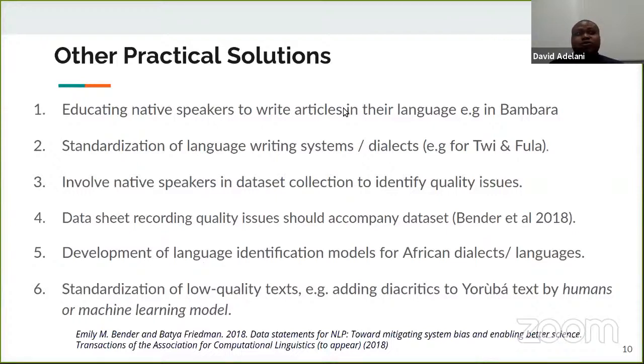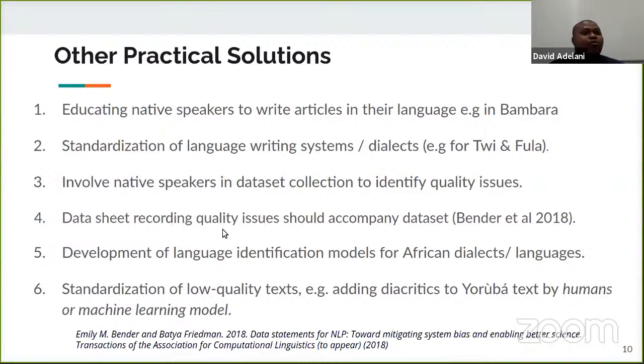Another practical solution is that it would be very nice to educate native speakers to write articles in their language. For example, in Bambara and other languages, it's good to standardize the writing system. This has been done for a few languages like Hausa and Yoruba. It would be nice to also have this standardization for Twi. Maybe for Fula it will be more difficult because people are scattered around. And it's very important to involve native speakers in dataset collection to identify quality issues. Another important thing is that people should write a datasheet for their dataset so that we know what the quality issues are. This has been popularized by Emily Bender.